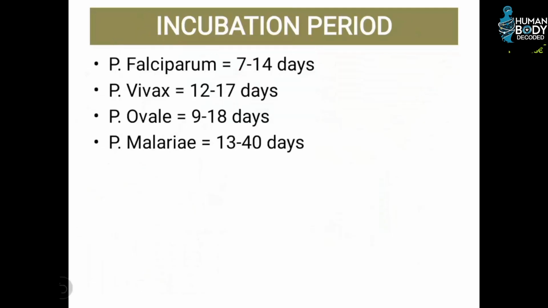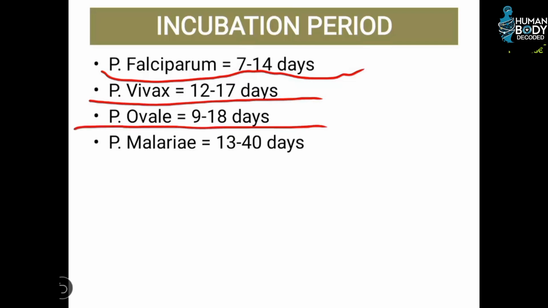Incubation period of malaria. Let me tell you first, what is the incubation period? The incubation period is the time between infection and the appearance of symptoms. It varies by species. For Plasmodium falciparum, it is 7 to 14 days. For Plasmodium vivax, it is 12 to 17 days. For Plasmodium ovale, it is 9 to 18 days. For Plasmodium malariae, it is 13 to 40 days.